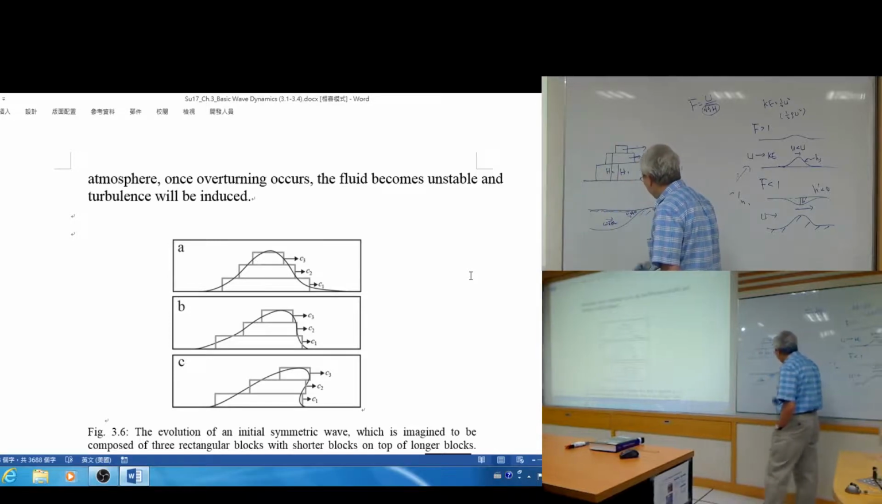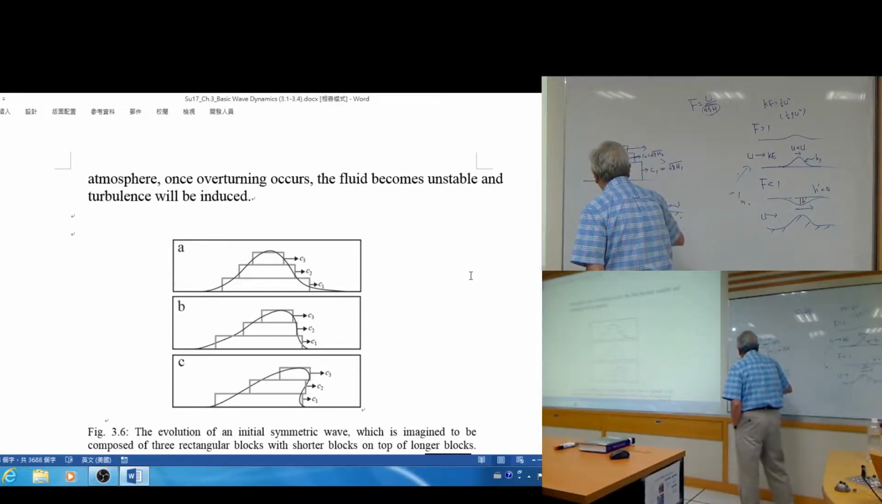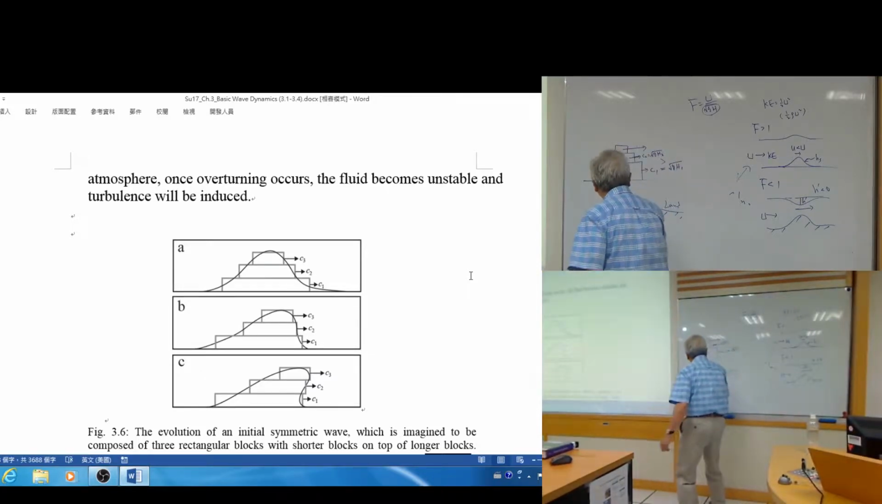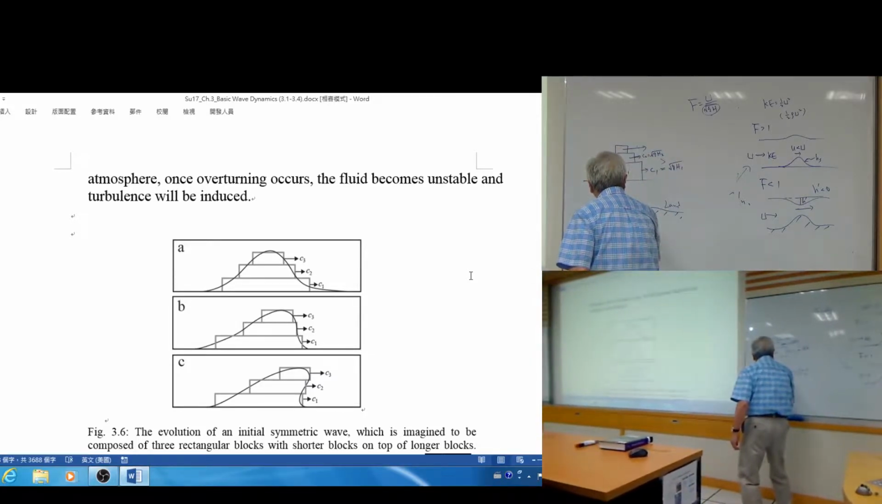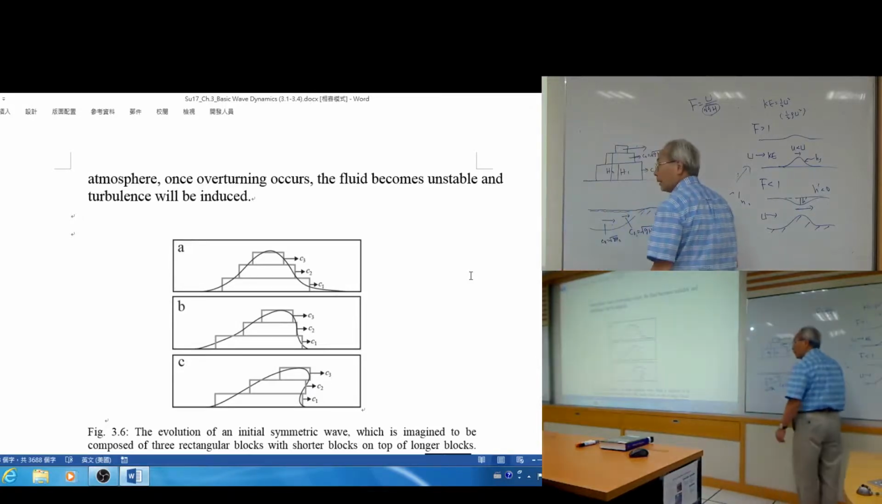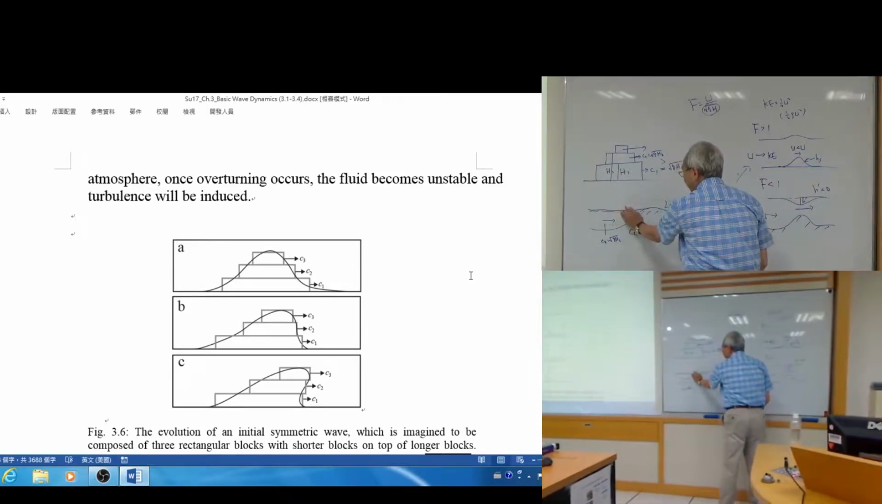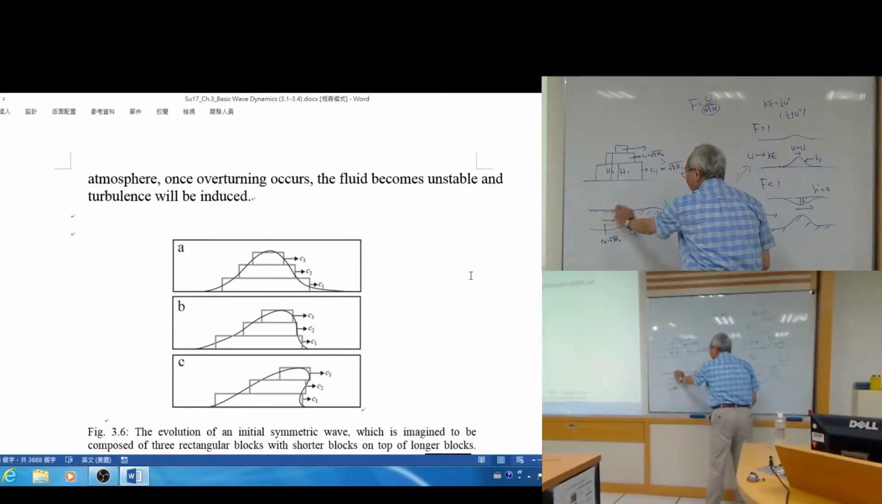Maybe I should write it more clearly so people over there can see it. So here C1 will be equal to square root of gH1, and here will be faster, C2 equals square root of gH2. So you're faster. So what's going to be accumulated because it catches up here. That's why you develop a wave here, and the wave will turn over, and that gives you the beach wave.